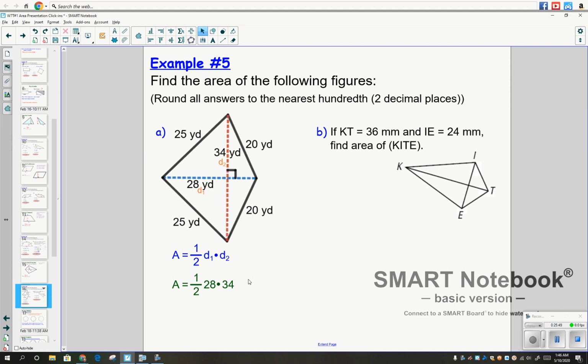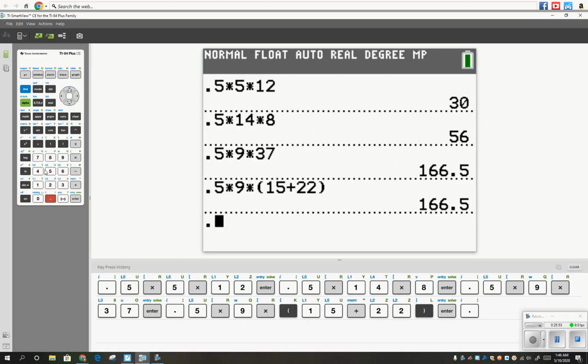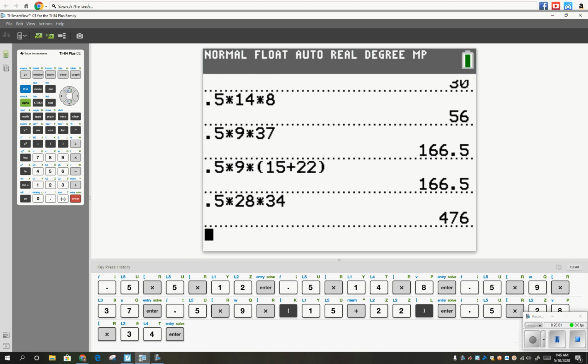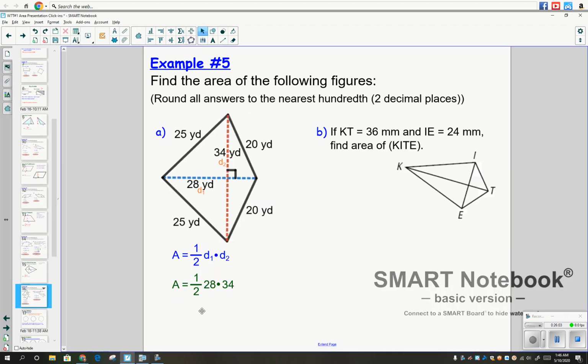We're multiplying. Does it matter the order of multiplication? No. So I can type that into my calculator. 1/2, 0.5 times 28 times 34, and I end up with 476 yards squared.